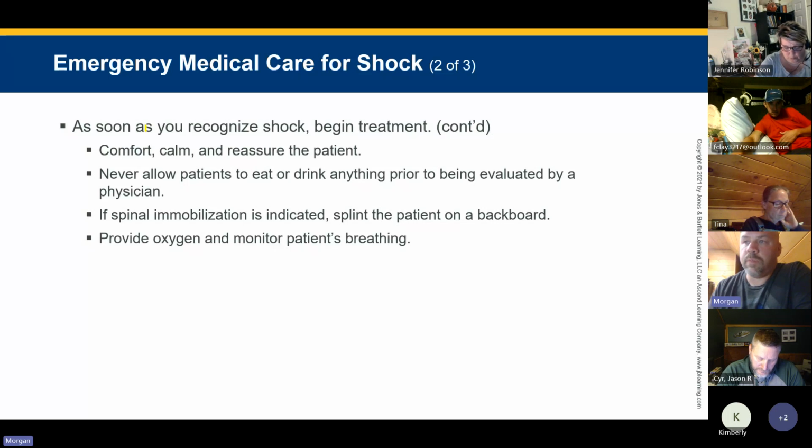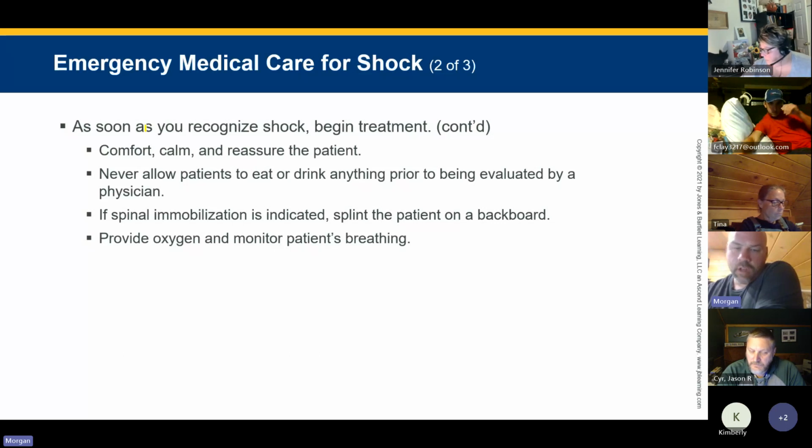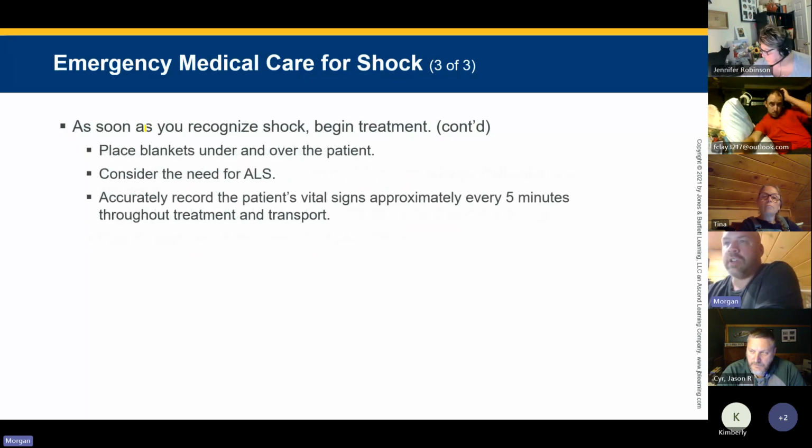If spinal immobilization is indicated, splint the patient on the backboard and make sure it's secured. Provide oxygen and monitor the patient's breathing. Just because you give them oxygen doesn't mean that they're not going to decompensate.